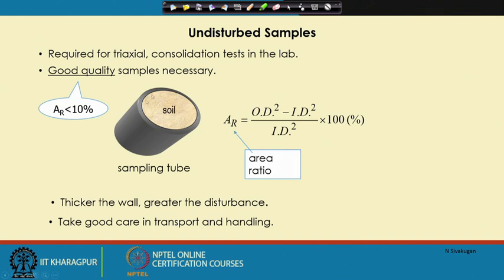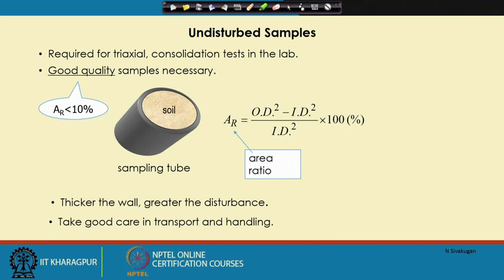So, this is a typical sampler tube. This is basically a hollow cylinder with an outer diameter and an internal diameter. Area ratio is the outer diameter squared minus the internal diameter squared, divided by the internal diameter squared. This area ratio should be less than or around 10%, so that we can get a good quality undisturbed soil sample. It is expected that if the wall thickness is more, we have greater disturbance, and if the wall thickness is less, we have less disturbance.